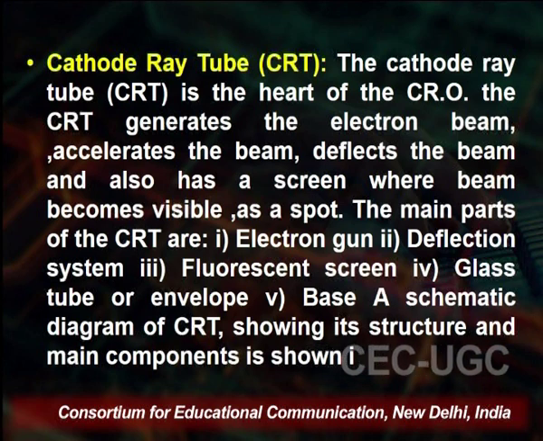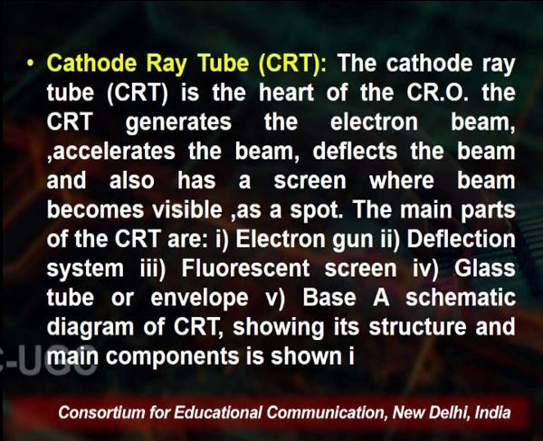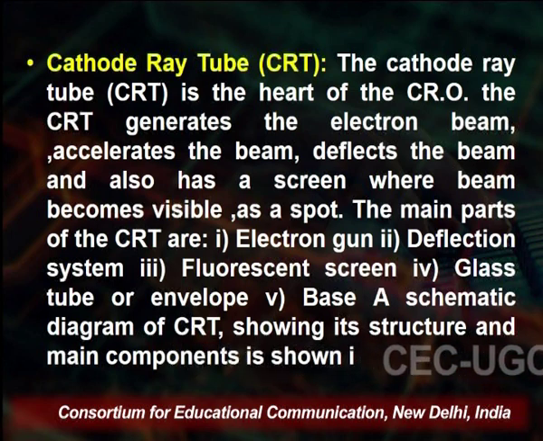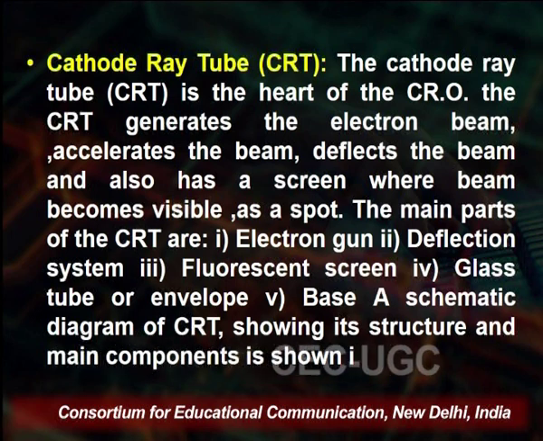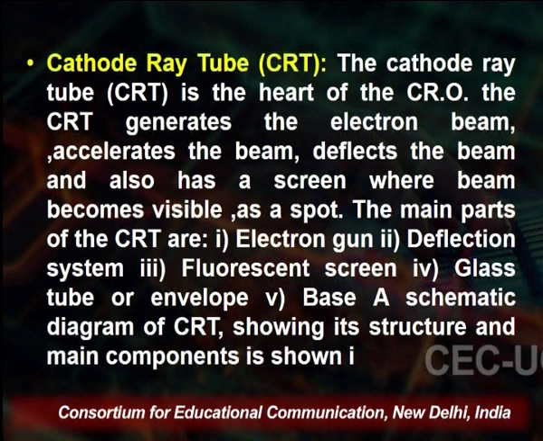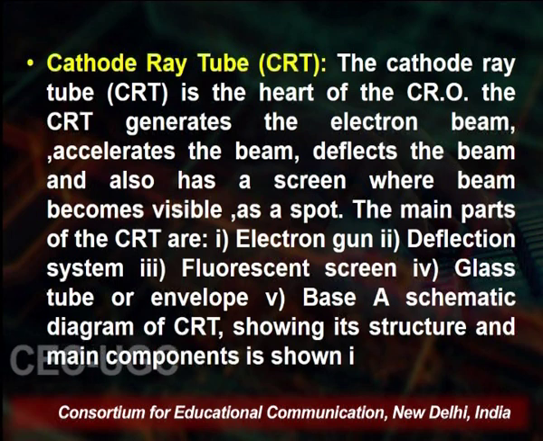So, the main parts of the CRT are the electron gun, the deflection system, the fluorescent screen where we get the output or the spot, the glass tube or the envelope, and the base.